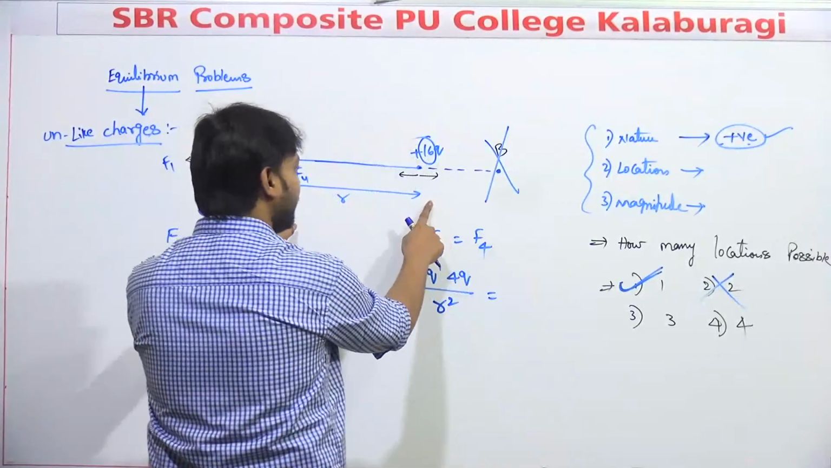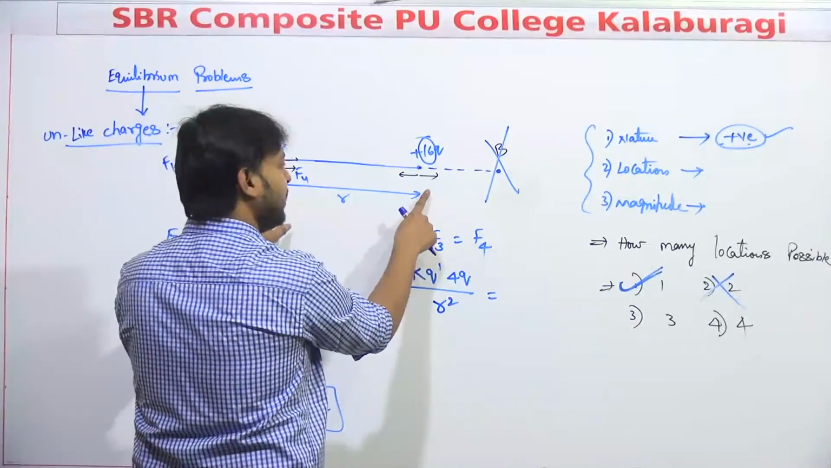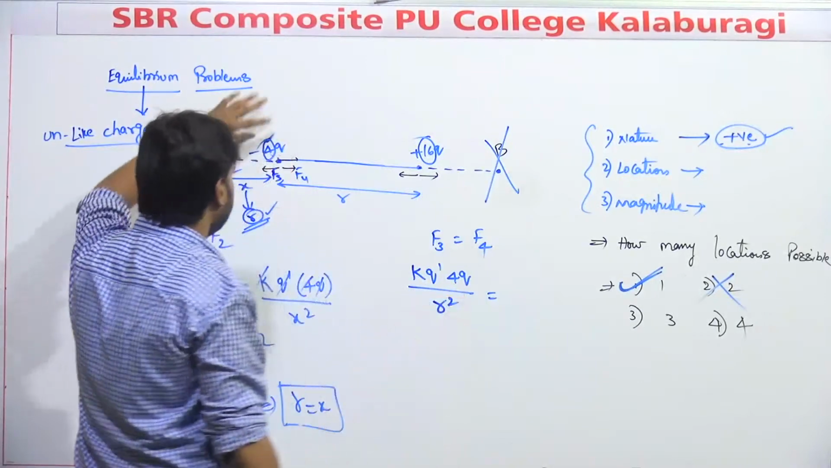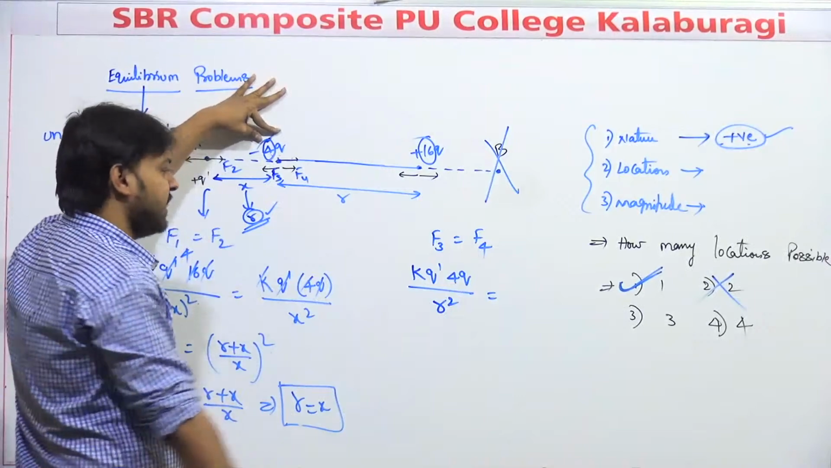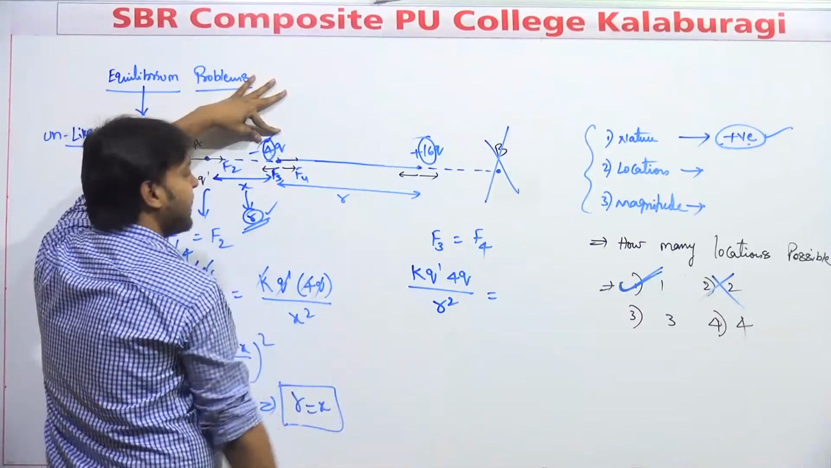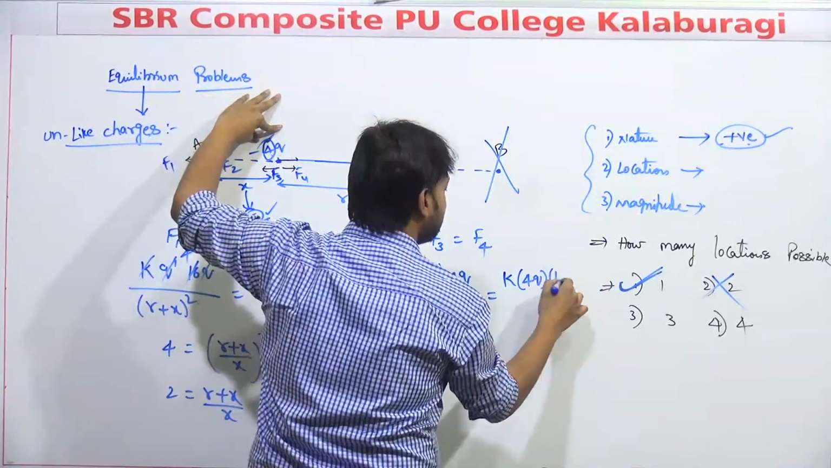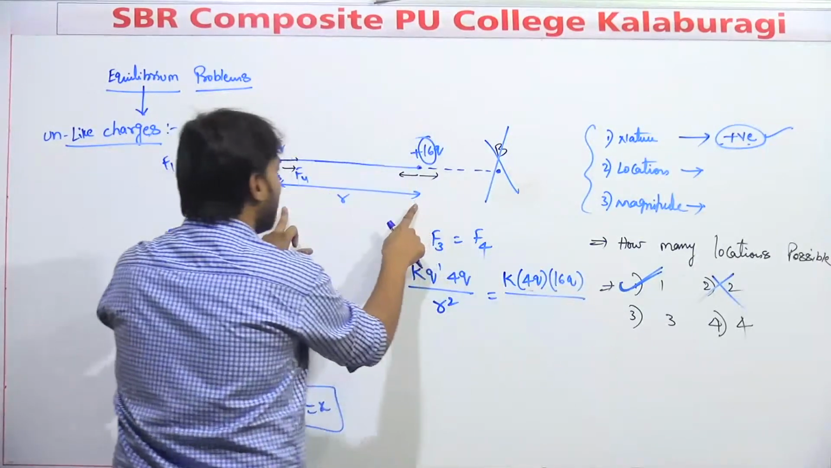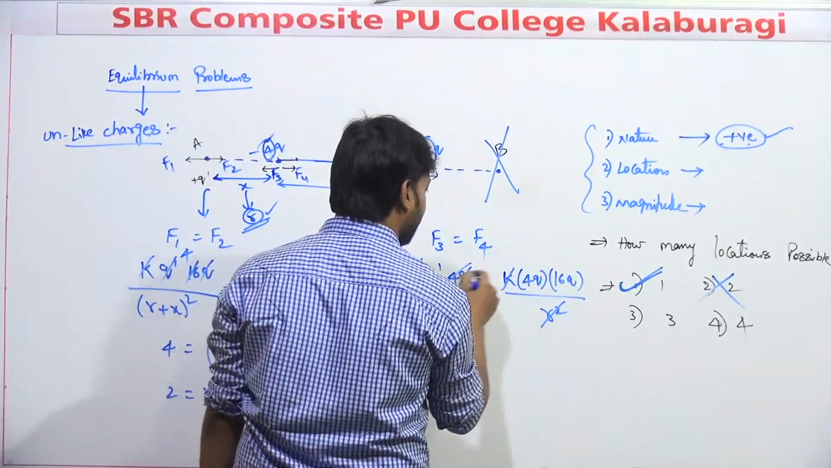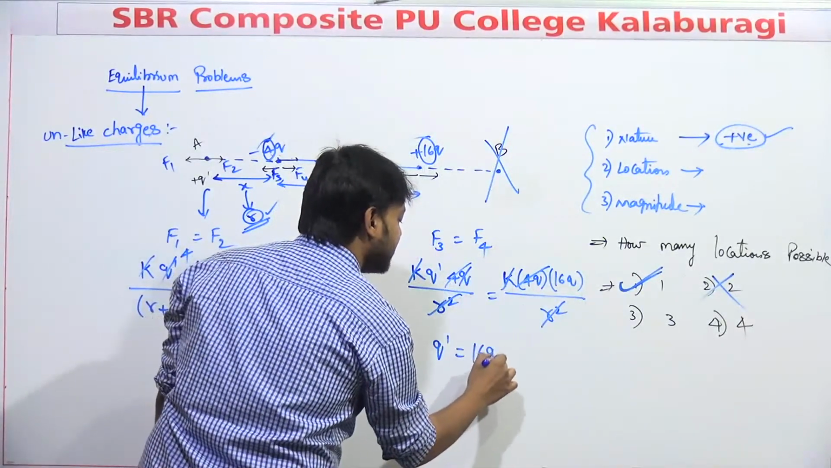this one to here. If I consider Q dash and 4Q, now 4Q is the reference point. So K Q dash 4Q divided by X square, and X is nothing but R, so R square. Now 4Q to 16Q: K 4Q 16Q again divided by R square. So R square, K, 4Q and everything will be cancelled. So Q dash equals 16 times Q.